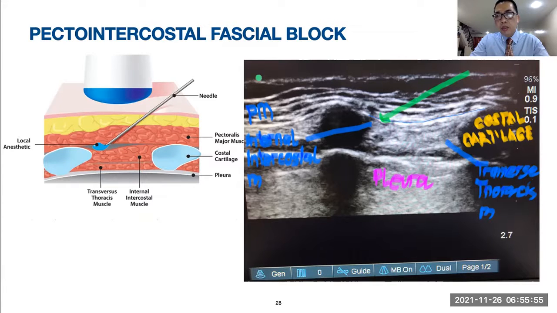In this picture, the PEX major, the internal intercostal muscle, and the transverse thoracic muscle are shown, in which the local anesthetic is deposited within the pectoralis major and the internal intercostal muscle. Around 10 to 20 ml is deposited.